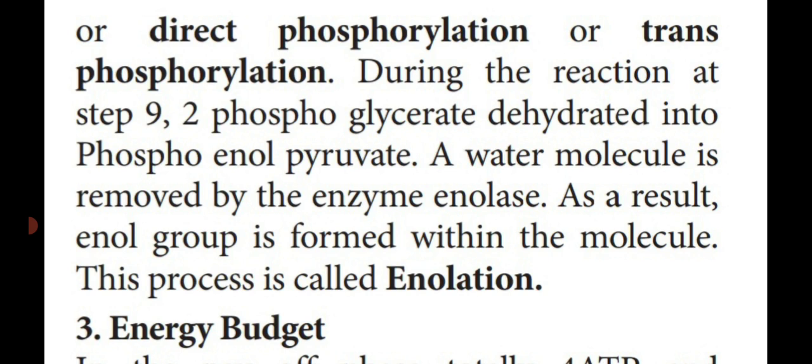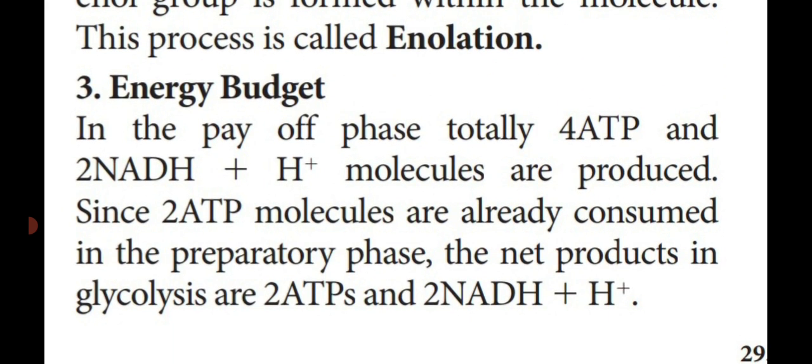That means during the reaction at step 9, phosphoglycerate is dehydrated into phosphoenol pyruvate. A water molecule is removed by the enzyme enolase. As a result, an enol group is formed within the molecule. This process is known as enolation.